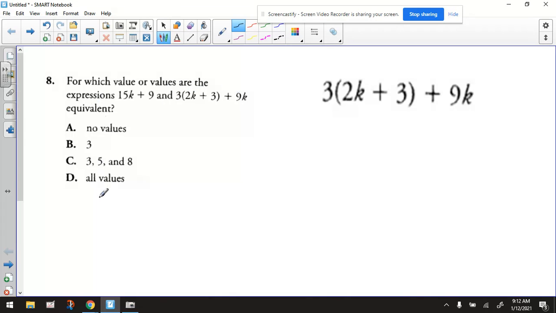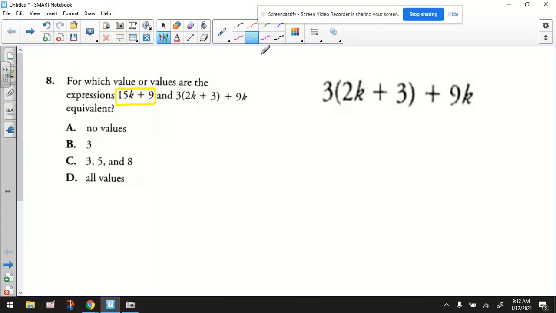So before we get started even looking at the answer choices, we should probably determine whether or not the two expressions are equivalent to each other. If we look at this left expression here, we should ask ourselves first, is that in simplest form? And the answer to that question is yes. And how do we know that? It's because we can't combine these terms, we can't distribute.